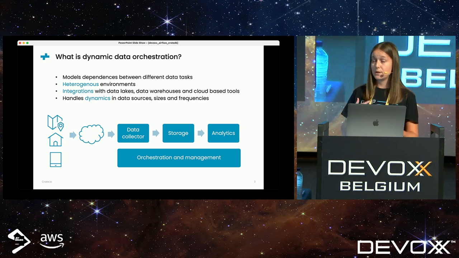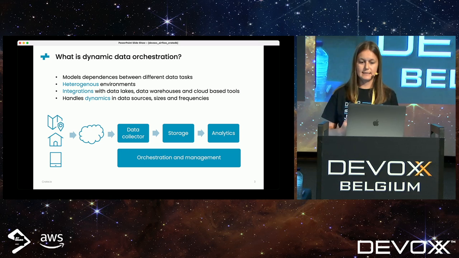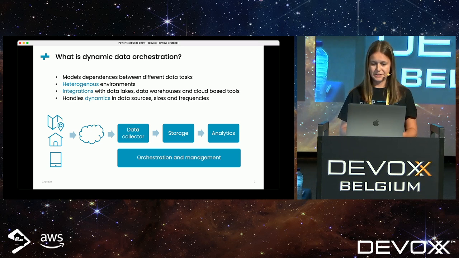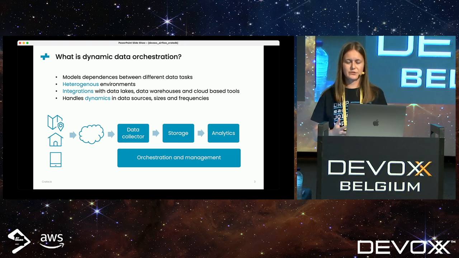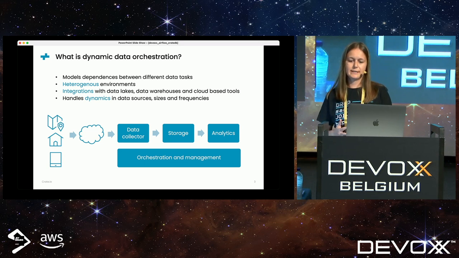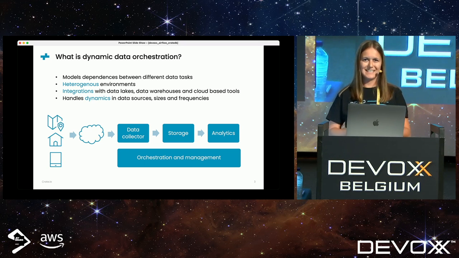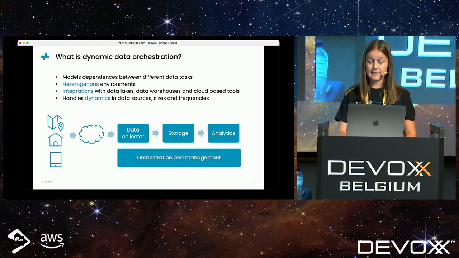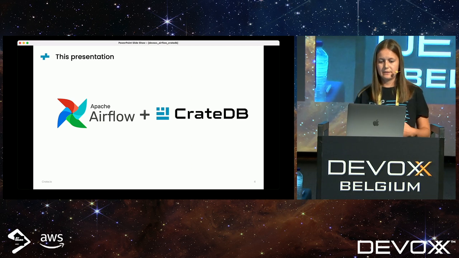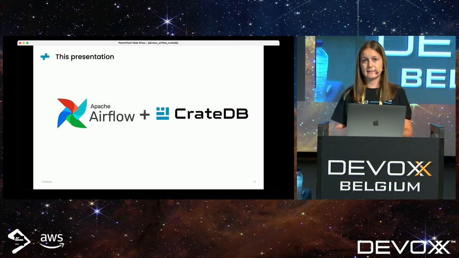And the reason we are talking today about dynamic data orchestration is that very often you cannot predict the size or frequencies of your data sources or other dynamic features. One example of data orchestration could be collecting the data, then storing the data in some storage, and then doing some sort of analytics, something like an ETL process. For those who are working in the data engineering field, you're pretty much familiar with this. And today I'm going to show you how you can implement dynamic data orchestration with Apache Airflow, using CrateDB as a data storage.